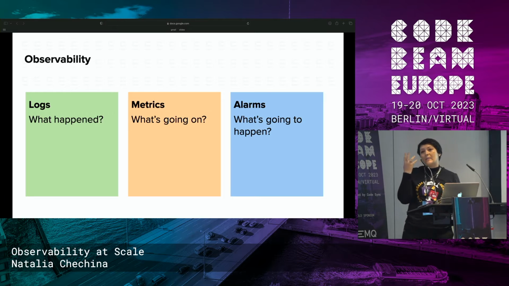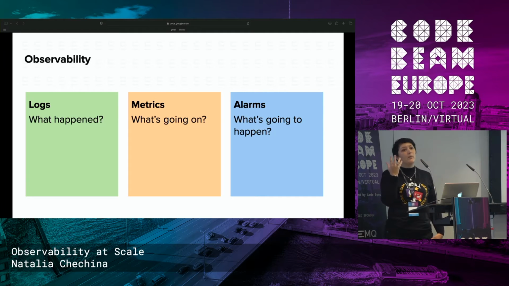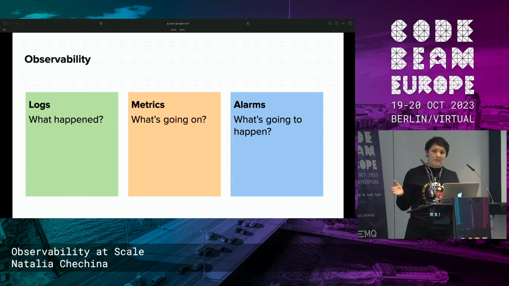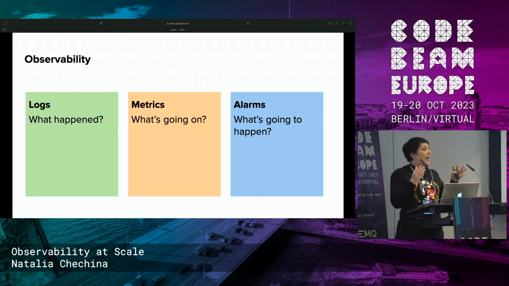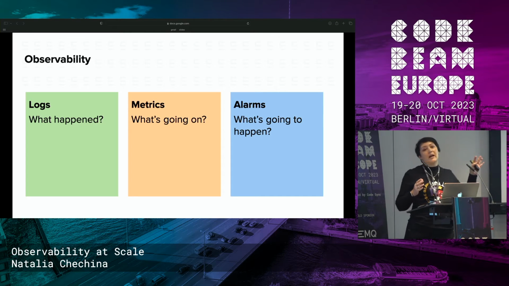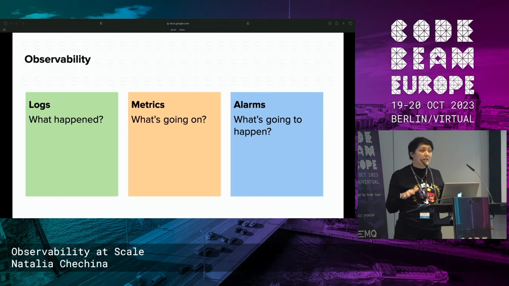So when we think about observability, it's important to distinguish between them. We have logs, we have metrics, we have alarms. And if we have alarms, that's not enough, right? We need metrics, we need alarms on top of that. And the reason is that these three aspects actually look at different times of our system. So when we look at logs, it's what happened already.